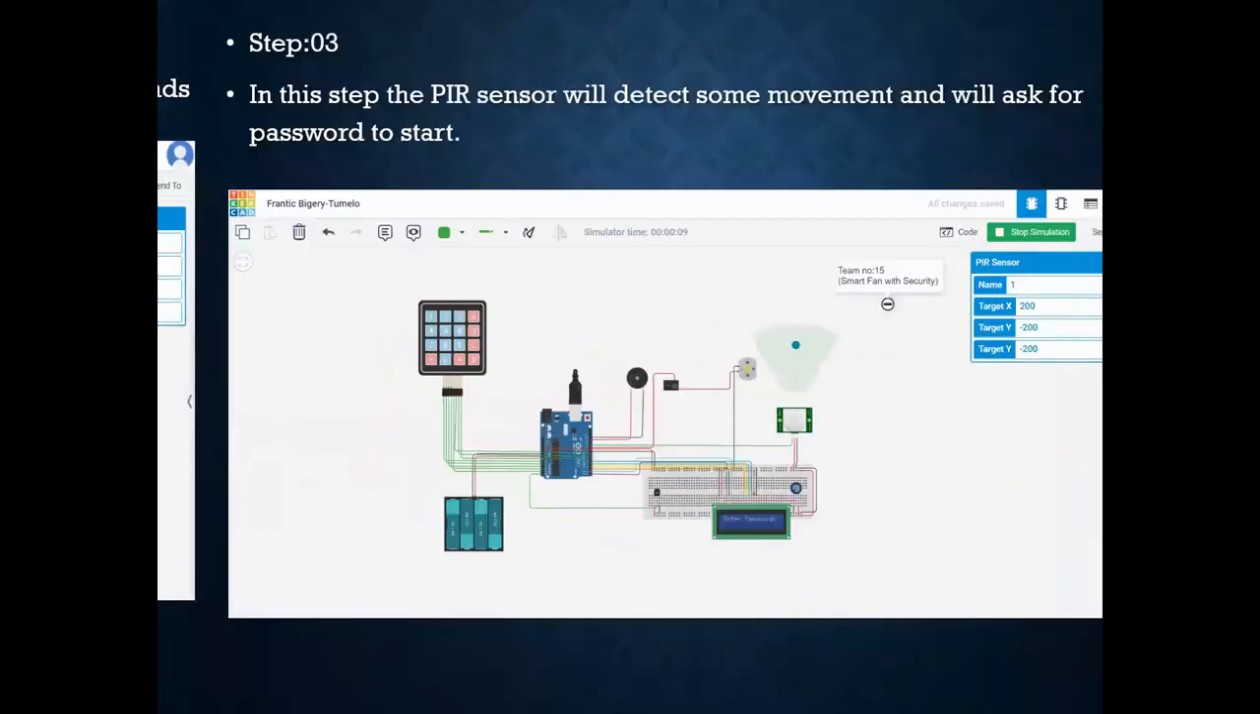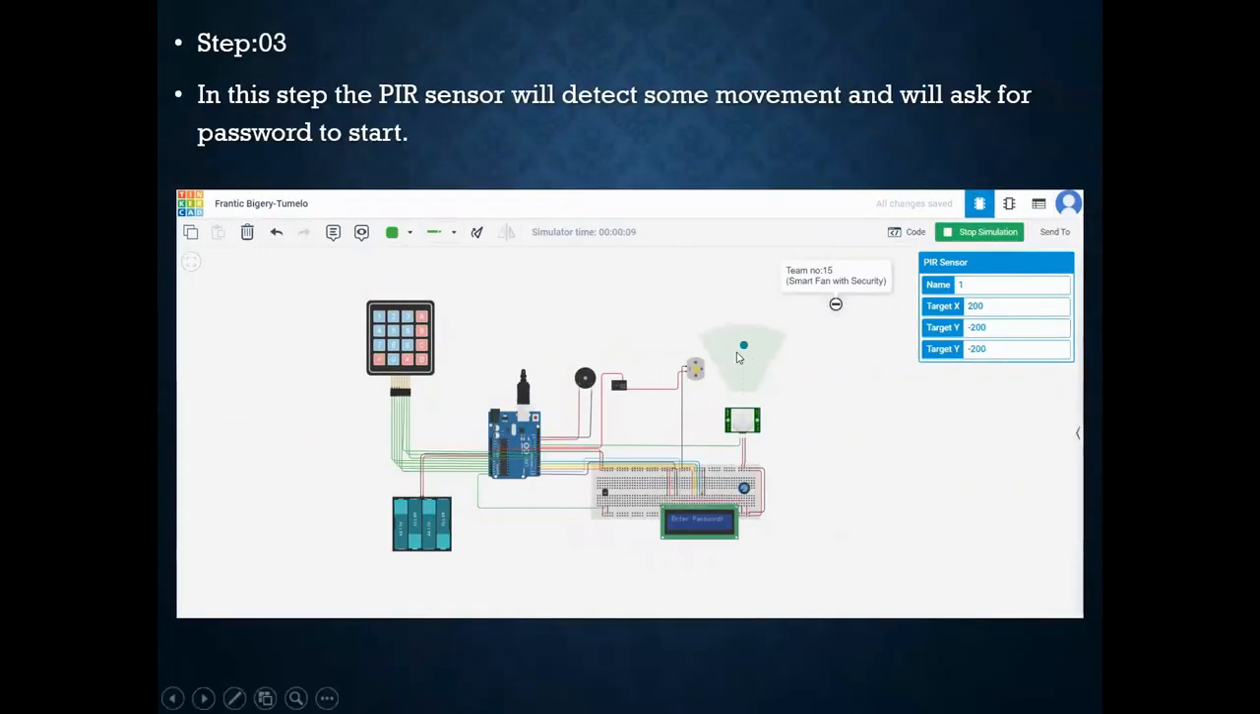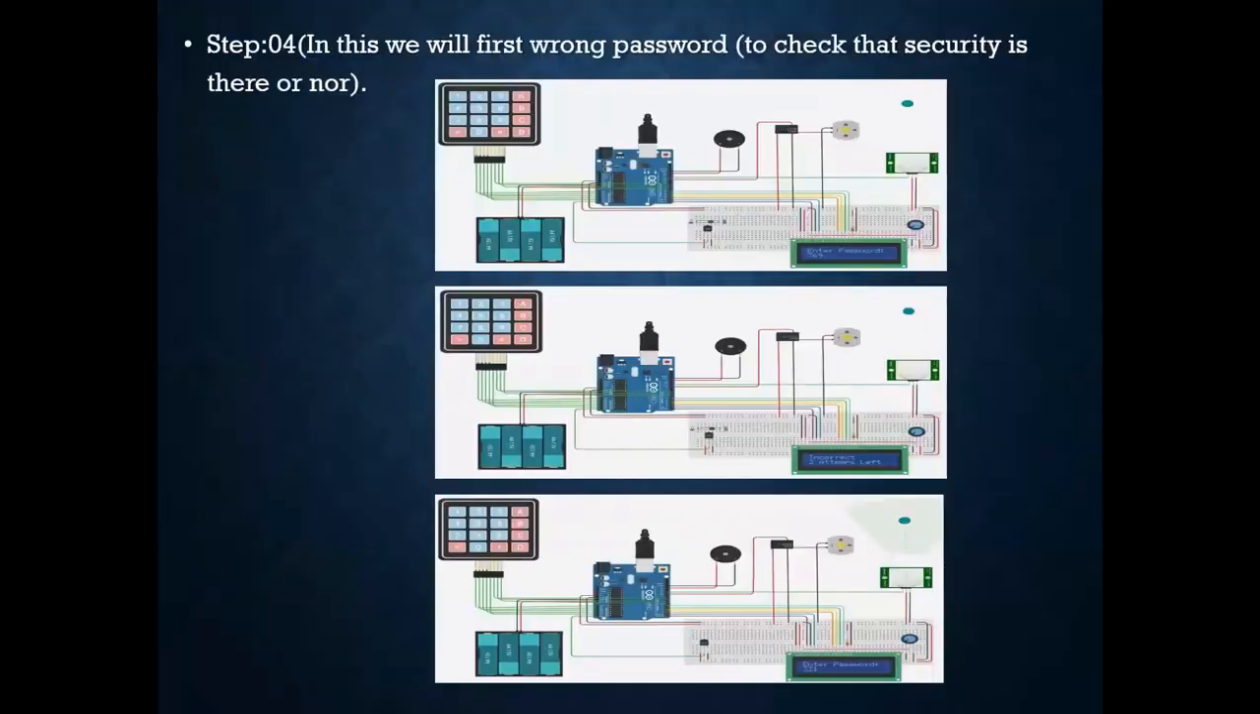In step three, we have moved this so that PIR sensor will get that someone is in the room. So to start, PIR is asking for its password. First password.